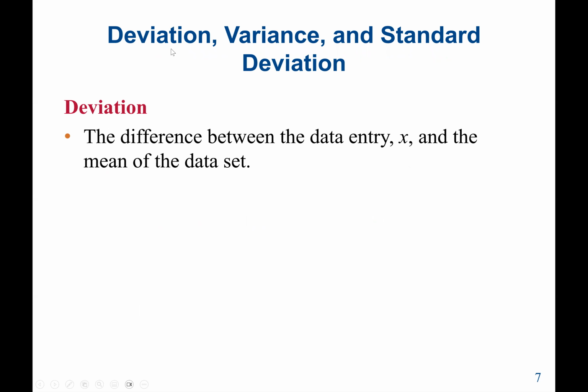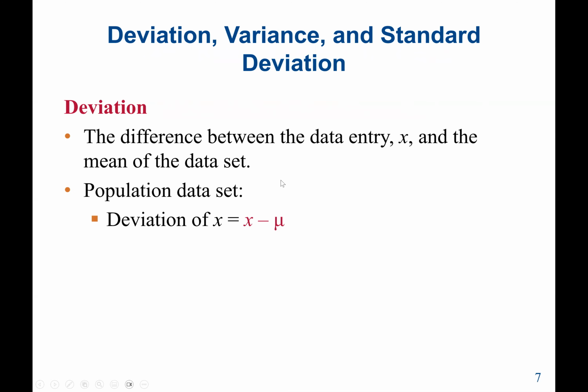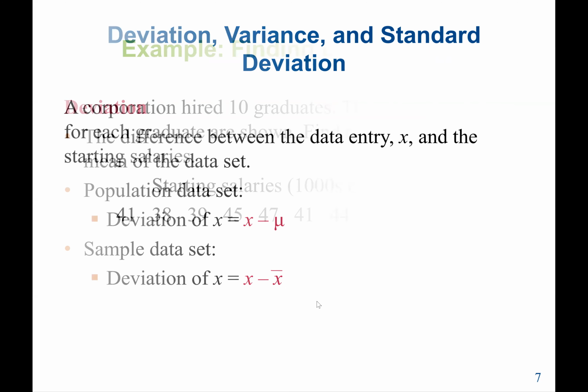Next, we're going to learn what a deviation, variance, and standard deviation are. A deviation normally will be the difference between each data entry and the mean of the data set. So the formula will be the deviation of x is the x value minus the mean. Here we are using the population data set, so it will be the value minus the population mean. Now if it's a sample data set, then it will be the x value minus the sample mean. And that will give us the deviation.